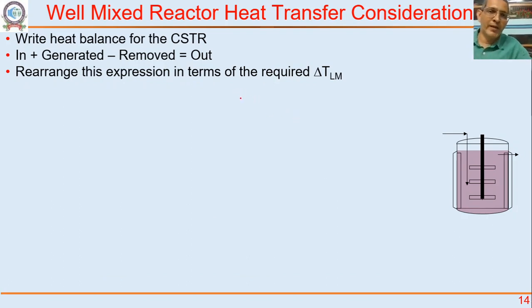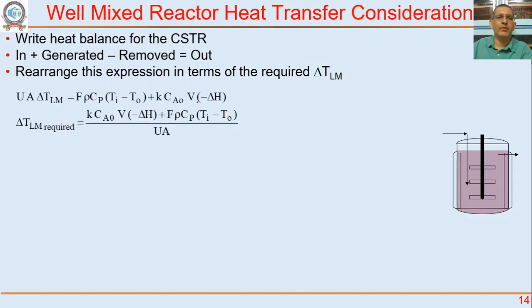Okay, so if we have a well mixed reactor, can we write a heat balance? We have already done that using a jacket. Now we rearrange this expression. Okay, here is our expression. So this is the heat removal rate in the jacket.